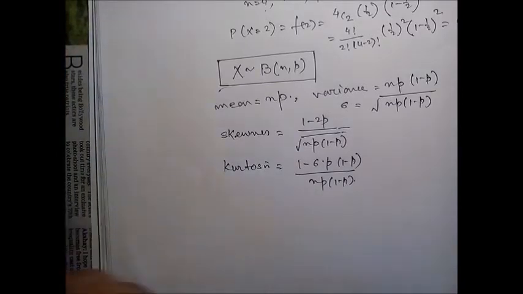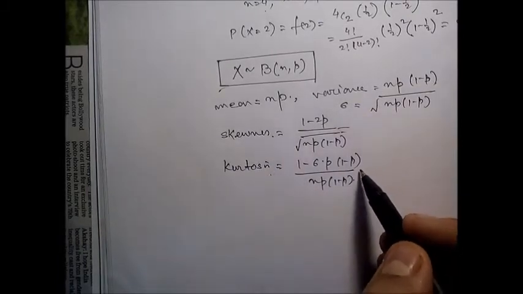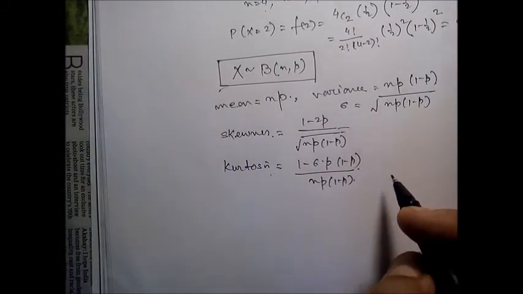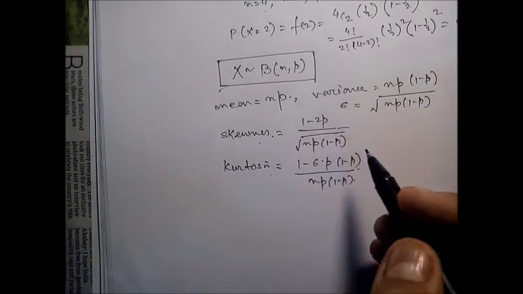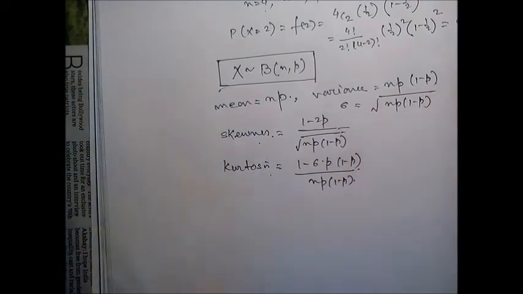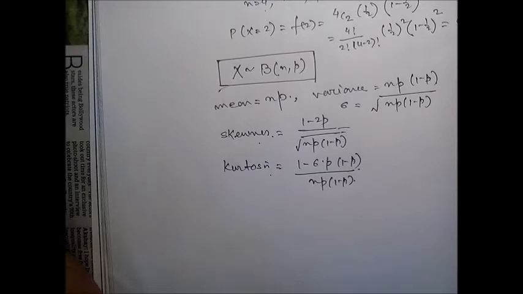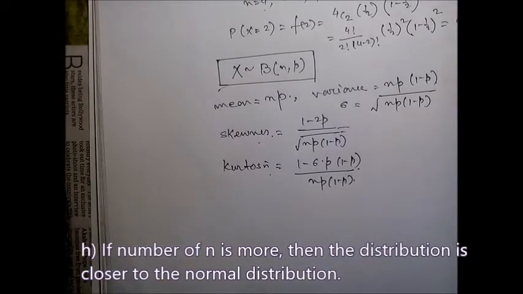We already know what skewness is and what kurtosis is. Kurtosis may be platykurtic, mesokurtic, leptokurtic. Skewness may be negatively skewed, positively skewed, or normal. Finally, if n is larger, then the distribution is closer to the normal distribution. Now let us solve some problems related to the binomial distribution.